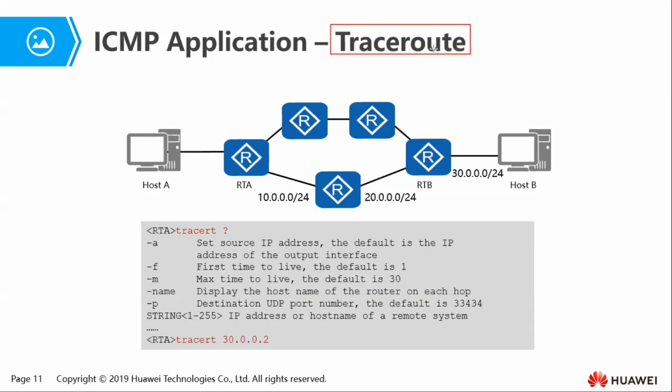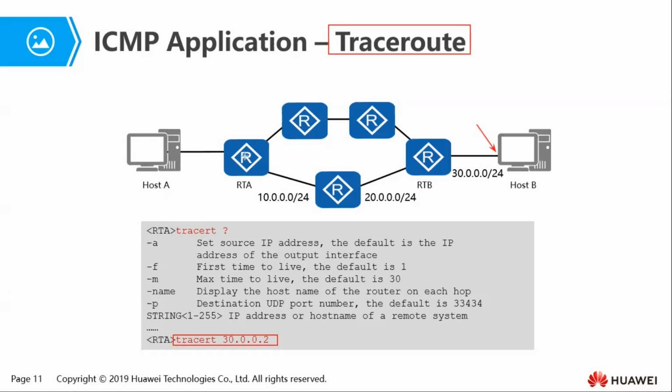So the other diagnostic application is called Traceroute. Traceroute is majorly used for 2 purposes. Again, to find the round trip time in order to find out delays, but most importantly, to find the path via which the packet was forwarded. So in this particular example, we want to do a trace route from RTA to this destination here, to host B.